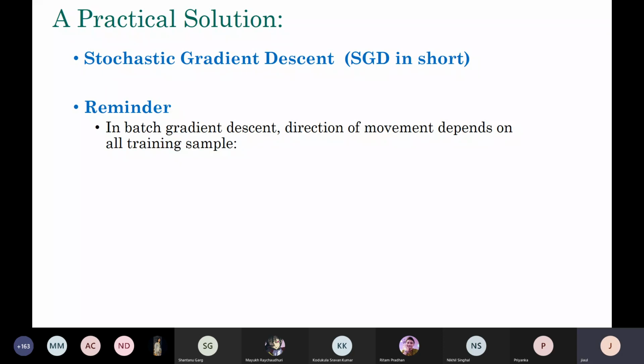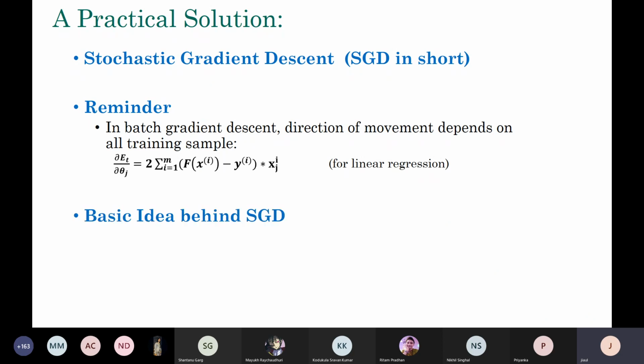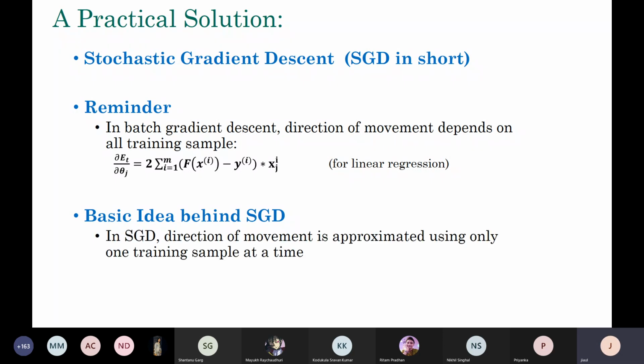So what is the approximation here? In stochastic gradient descent, the approximation here is, so this was the expression from the batch gradient descent. But the basic idea behind stochastic gradient descent is that the direction of movement is approximated by only one training sample at a time. I am not going to use all the training samples in my data, but rather my direction of movement will be approximated by only one sample at a time. Okay, so let's see how that actually happens.